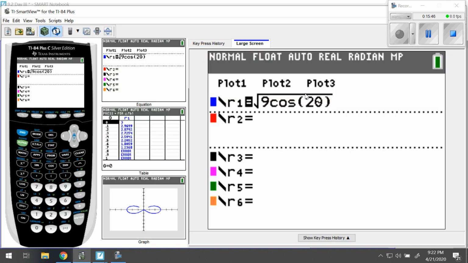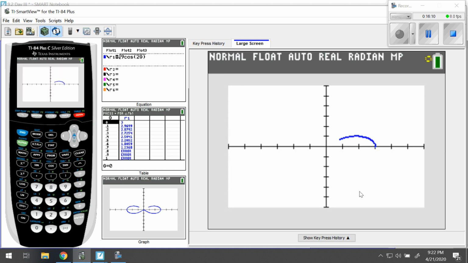So we're going to do R1 equals positive square root of 9 cosine 2 theta. And then for R2, you have to do the opposite, so negative square root of 9 cosine 2 theta. And then if you graph that, that should give you the complete picture. Let's see what happens here. Do you see how the blue, I think, is my R1 and the red is my R2, and when you put those together, you get the complete graph.